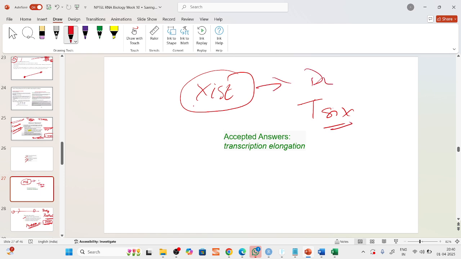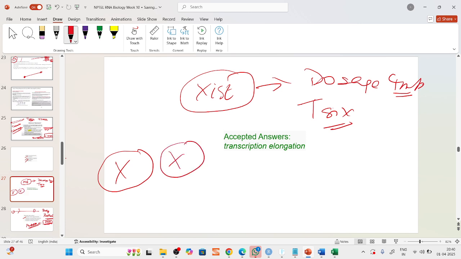Although this dosage compensation is important, more than the required amount of dosage compensation can also be a problem. What if, apart from inactivating one of the X chromosomes, it inactivates the other X chromosome also? It can happen. So therefore, to make sure that this over-regulation does not happen, this Xist is also regulated by another long non-coding RNA, which is Tsix.